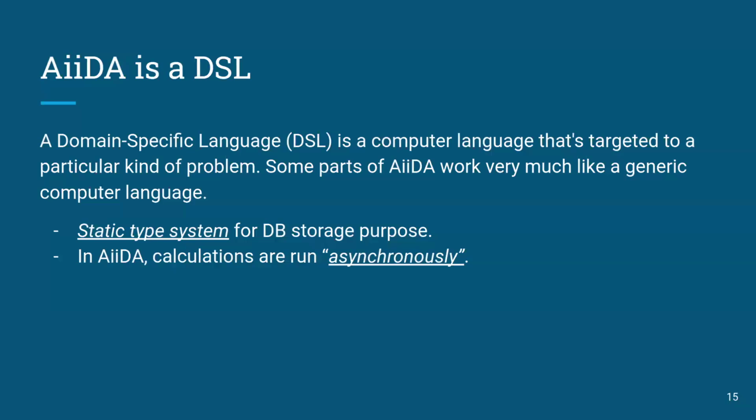The two biggest gaps for usability can be summarized as, first, the static type system, which Python doesn't have, and we want to introduce back because we need to put the data into a certain layout in the database. And the second is that in AiiDA, calculations are run asynchronously, and you know that concurrent programming, asynchronous programming in general, is hard.